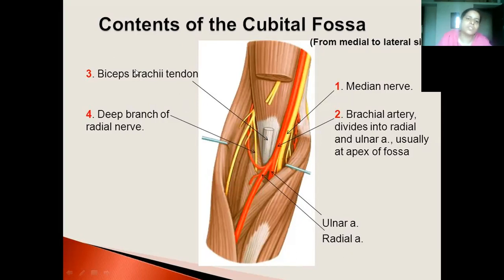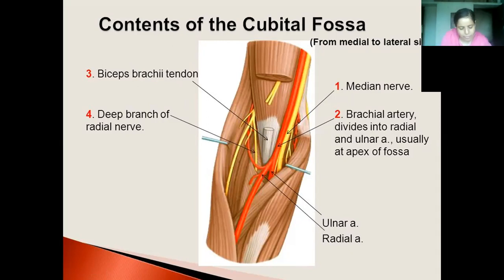Below the bicipital aponeurosis you have the biceps brachii tendon, and R is the deep branch of radial nerve. Actually, it is not the deep branch; we see the superficial branch of the radial nerve here. That's the reason you can use the word MBBS. MBBS is the code.